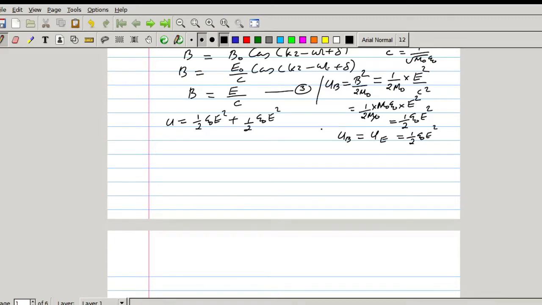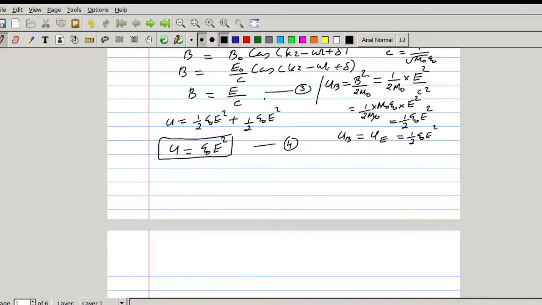The field intensities are different. Electric field intensity and magnetic field intensity, the amplitudes are different. Even though the amplitudes are different, the energy is equally carried by electric and magnetic field vectors. So we can write this as U equal to epsilon 0 E square. So this is epsilon 0 E square, equation number 4.